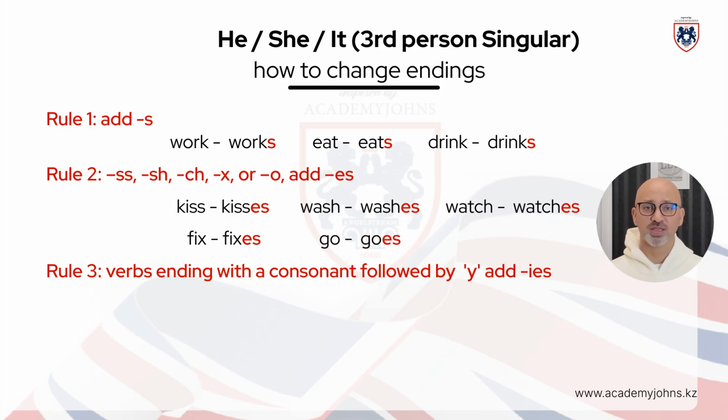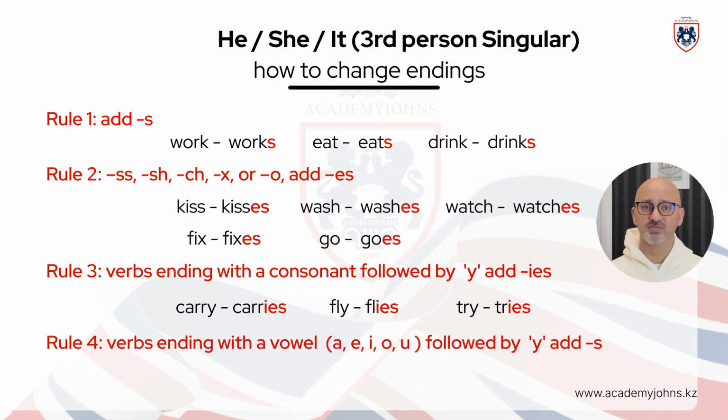Rule 3. For verbs ending in a consonant followed by y, change the ending to ies. For example, carry becomes carries, fly becomes flies, and try becomes tries. Rule 4. If the verb ends in a vowel followed by y, just add s. For instance, play becomes plays, enjoy becomes enjoys, and buy becomes buys. Just a quick note, the 5 vowels in English are A, E, I, O, U. Now you know how to change the endings.